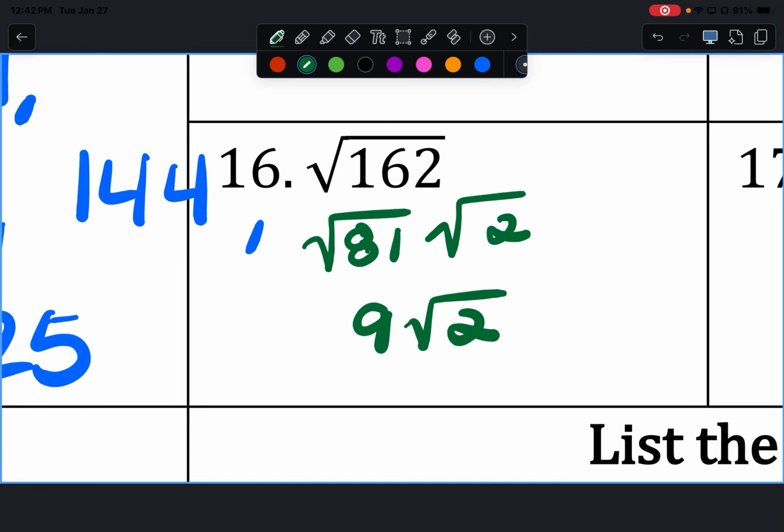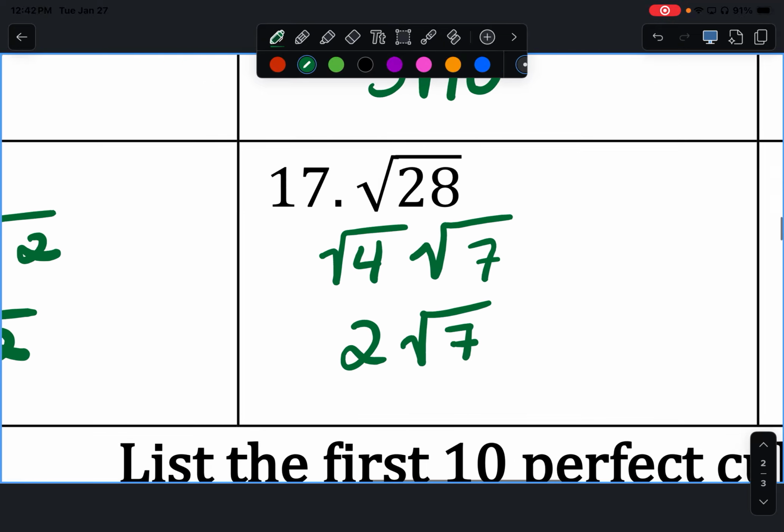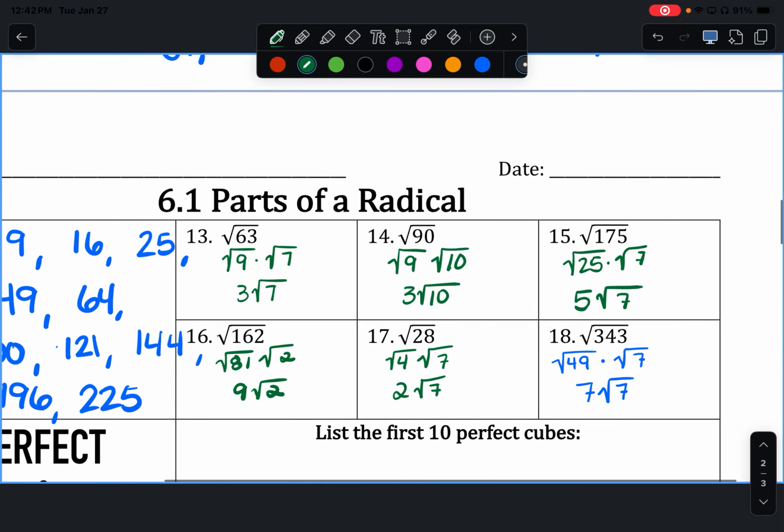All right, for 17, what did y'all get? All right, so for the last bit of class, you have 10 of those to do on Delta Math, okay? And if you did not finish your Delta Math from yesterday, you need to go ahead and do that as well, okay?